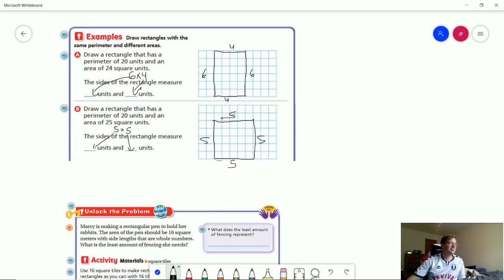So we got 5, 10, 15, 20 for our perimeter. Our area on the inside, except for my little mistake here with that line, would be 25 on the inside.